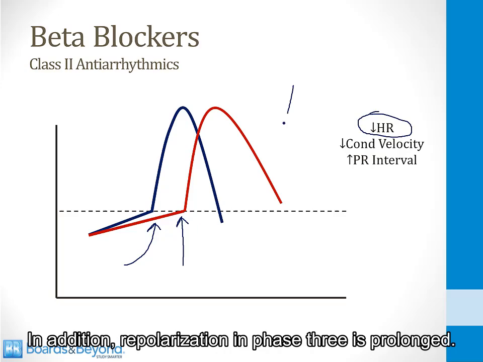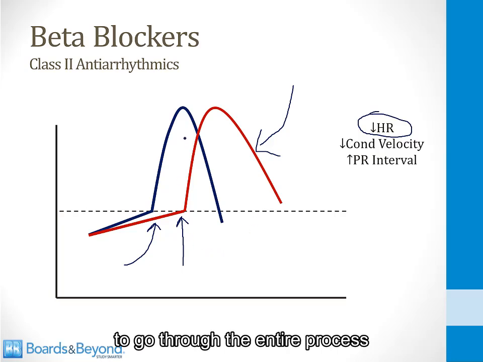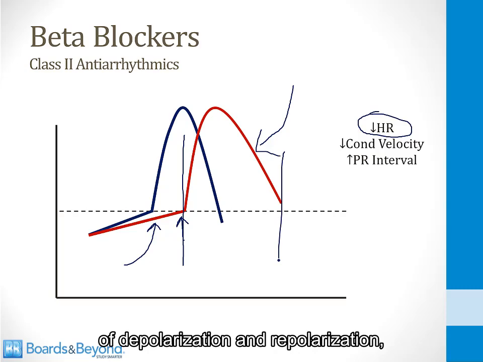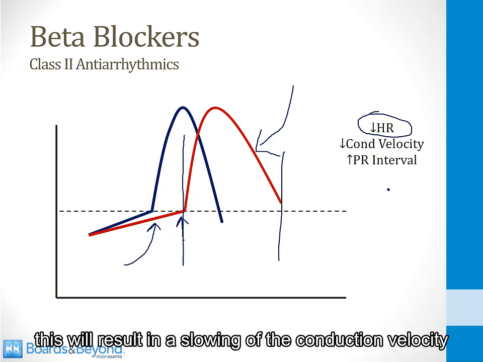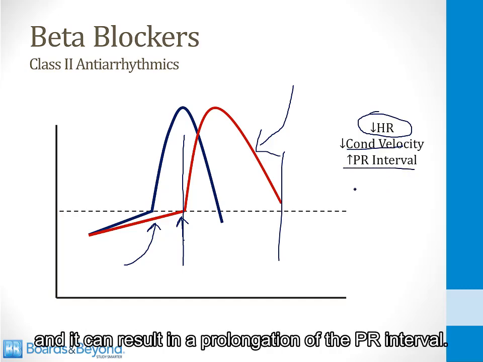In addition, repolarization in phase 3 is prolonged. This means that it will take longer for AV nodal cells to go through the entire process of depolarization and repolarization. This will result in a slowing of the conduction velocity through the AV node, and it can result in a prolongation of the PR interval.